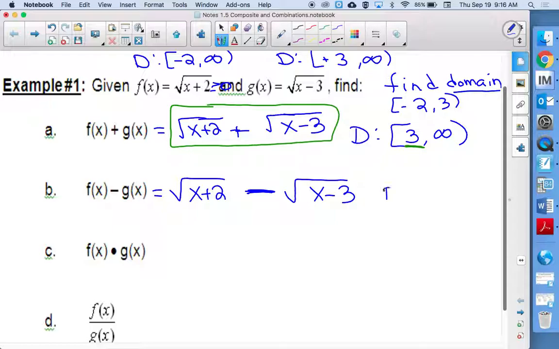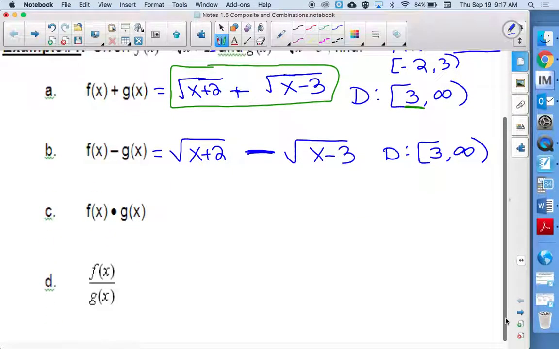And then, does the domain change just because it's subtraction? No, because the domain affects what's underneath the square root, not the subtraction sign outside. So this domain still would be from 3 to infinity, with the 3 being included. The third one says take f of x times g of x. So we'll see what that does. Square root of x plus 2 times square root of x minus 3.